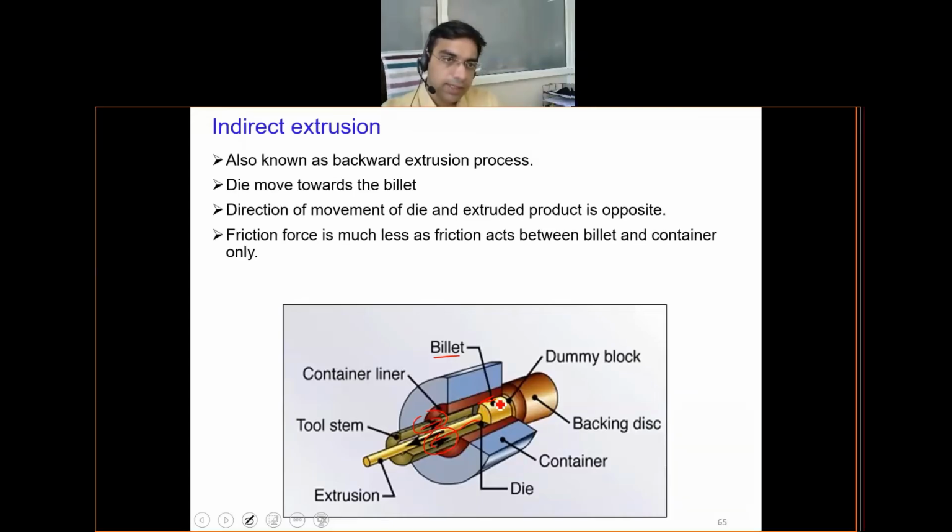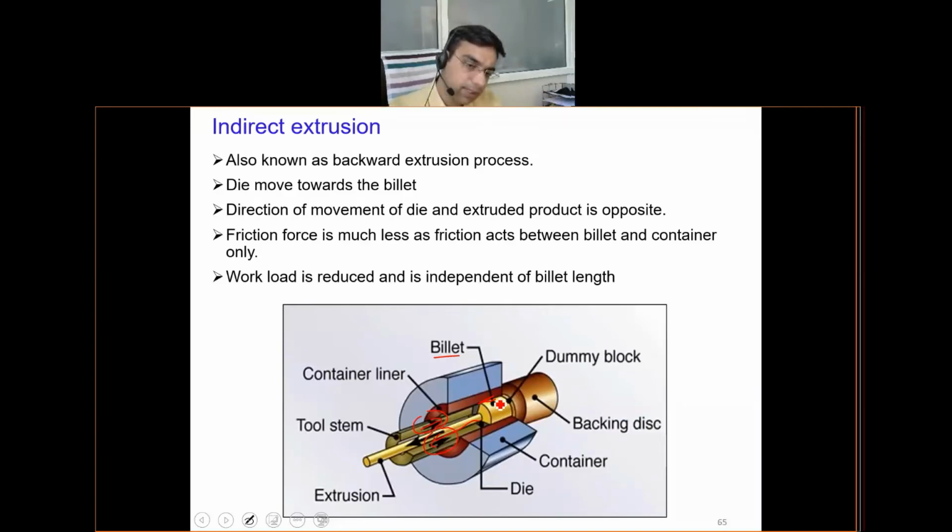So just to summarize, whatever we have discussed is mentioned in these points. In this case, the workload is also reduced and is not dependent on the billet length. Workload is basically the total load or the energy expended in doing the process. Since there is no movement of the billet, the length of the billet has no role to play in this case. So this is the main advantage. The friction force is much less in this case compared to the previous case.